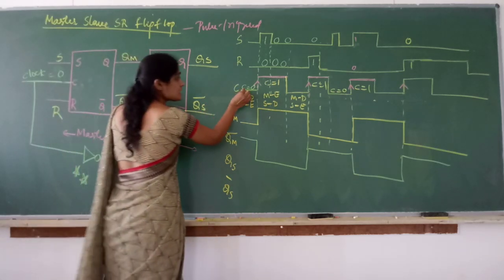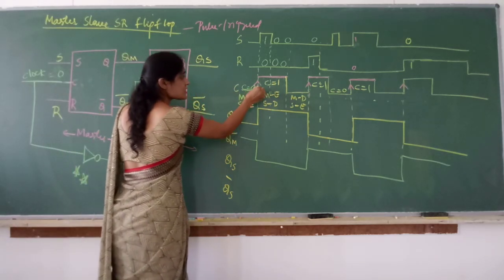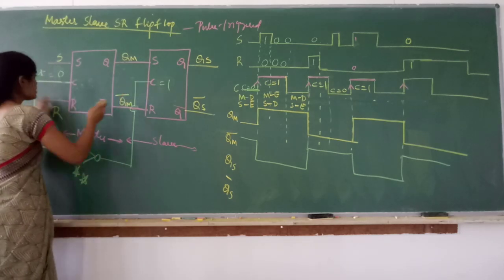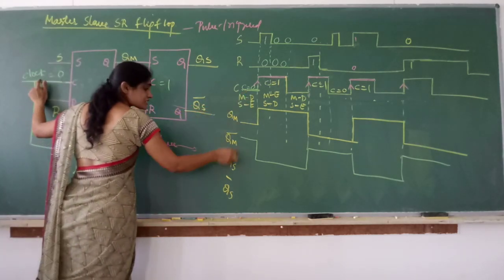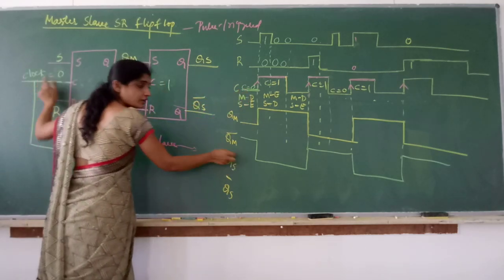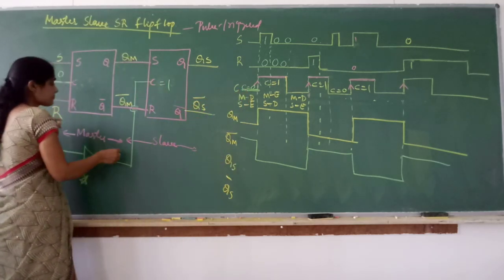So when clock is 0, you get QS output, slave output, because clock you have connected to a NOT gate. So when your clock is 0, for slave clock is getting 1. So when clock is 0, slave will work. Slave will be enabled, correct?